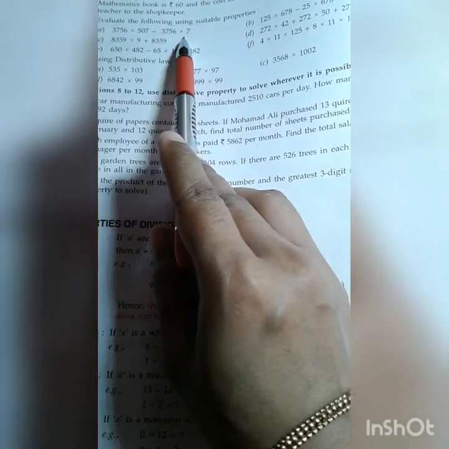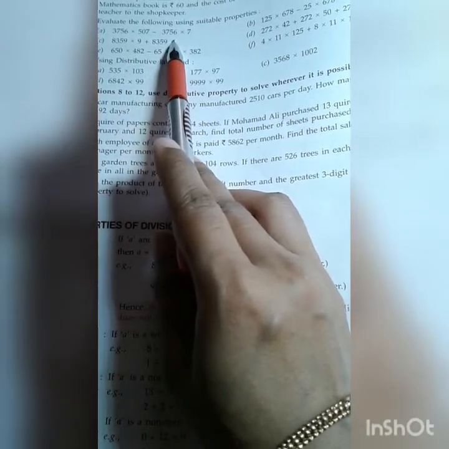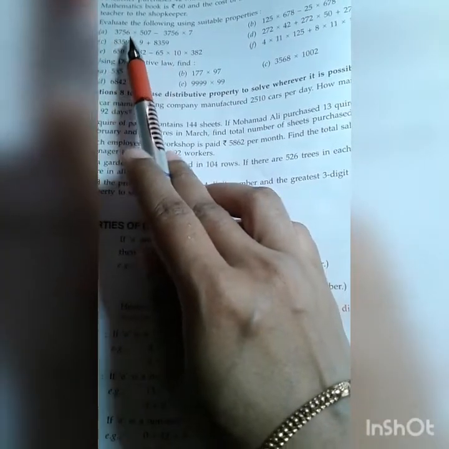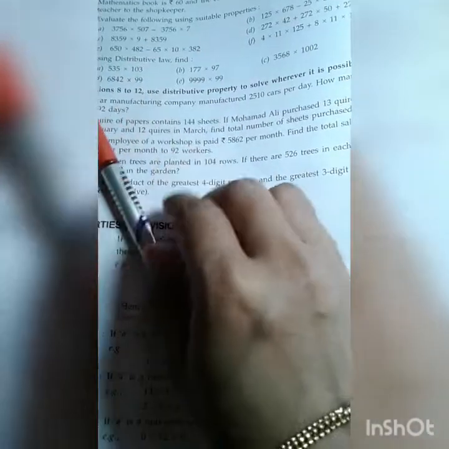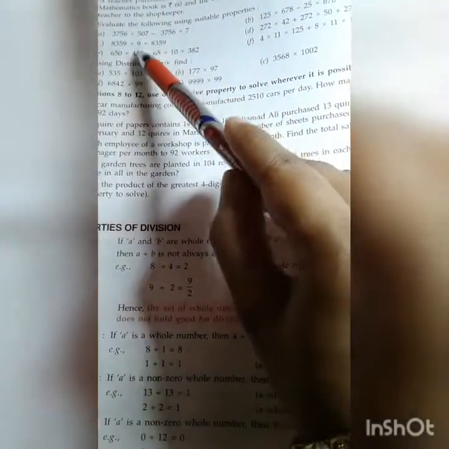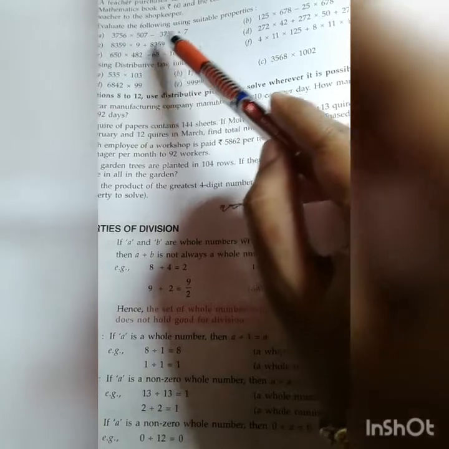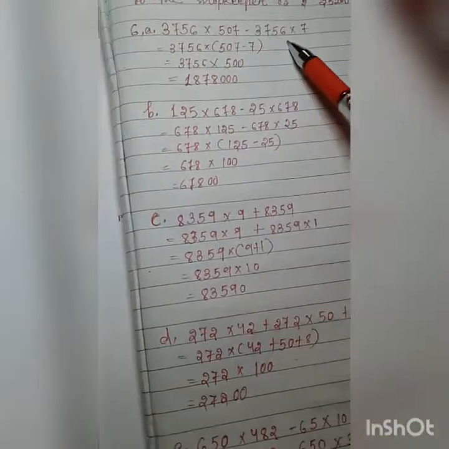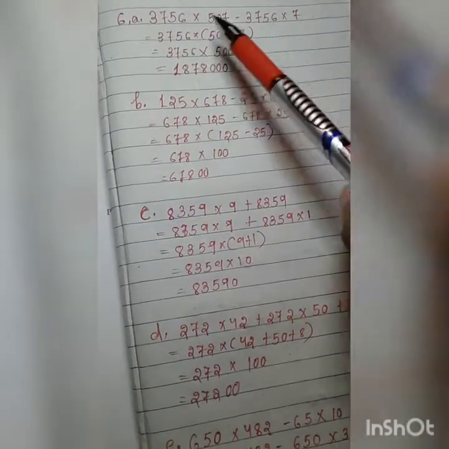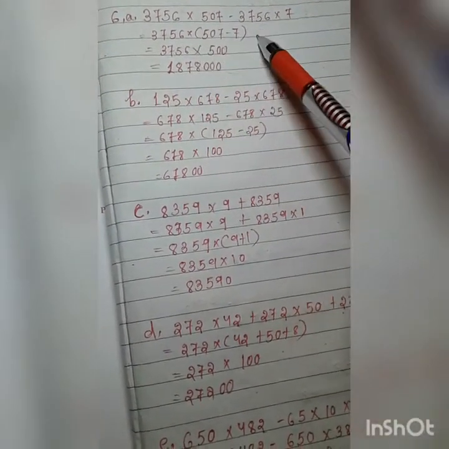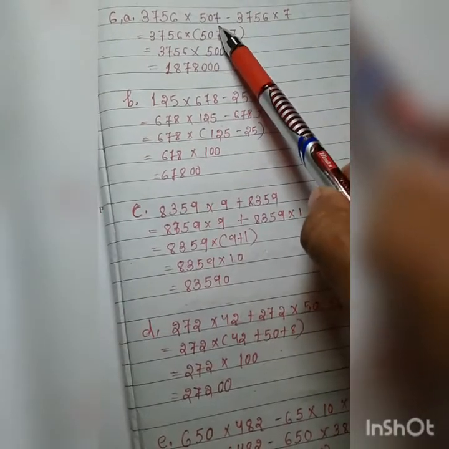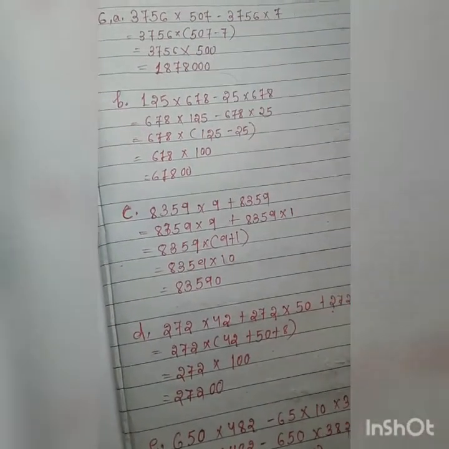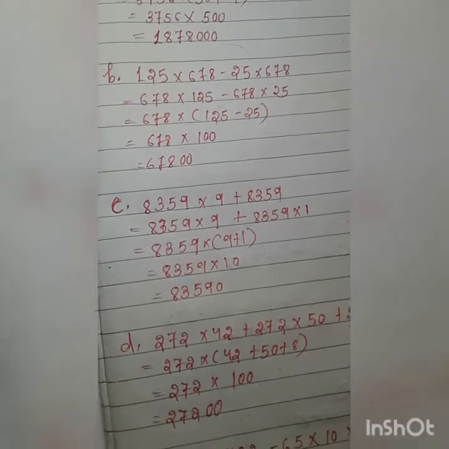Then what you do? Here you take common. Means 3756 multiply whole bracket 507 minus 7. Let's see. Like this you write first the question. Then you take common, then put a bracket. Then 507 minus 7, then you write.